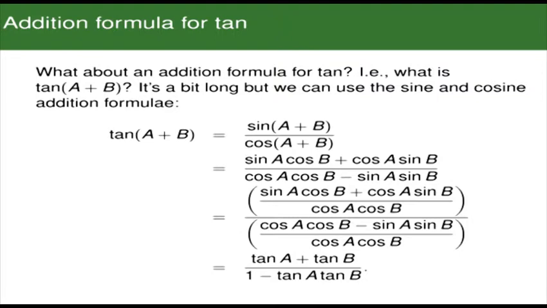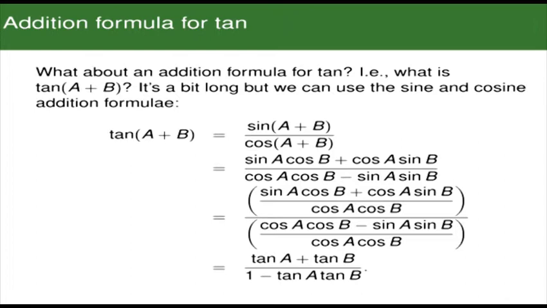What about an addition formula for tan, i.e. what is tan(A+B)? It's a bit long, but we can use the sine and cosine addition formulae. So tan(A+B) is sin(A+B) over cos(A+B), just from the definition of tan. We can then expand out the sin(A+B) to get sin A cos B plus cos A sin B. And then on the bottom we've got cos A cos B minus sin A sin B, just from the cosine addition formulae.